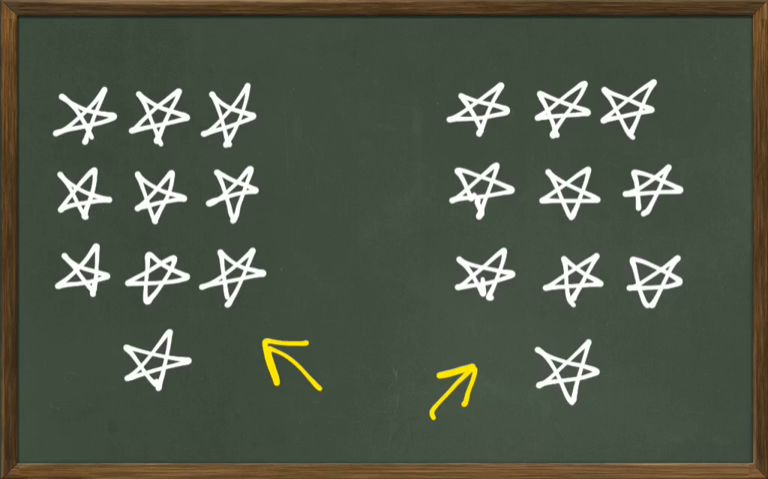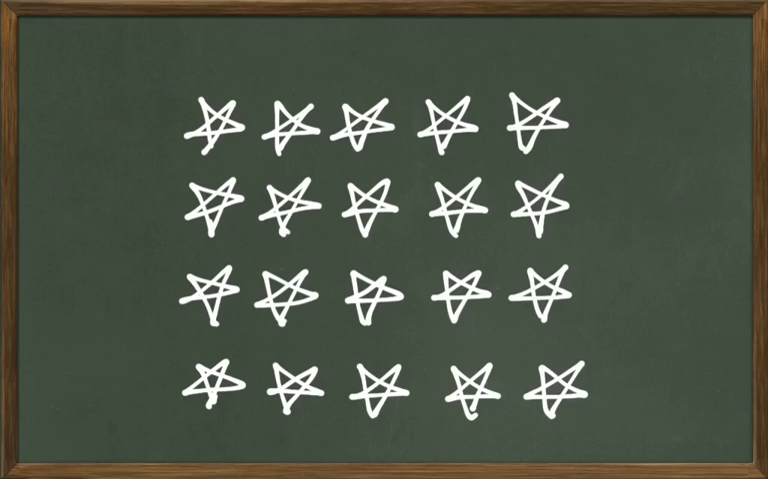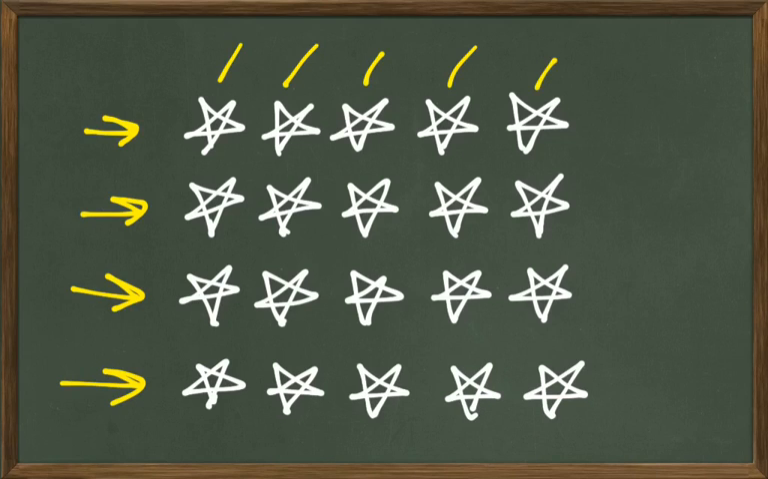What happens if we put them together? They're going to look something like this. So now they're in, what, 4 rows? I see 4 rows here. 1, 2, 3, 4 rows, aren't there? And each row looks like it has 1, 2, 3, 4, 5 stars.